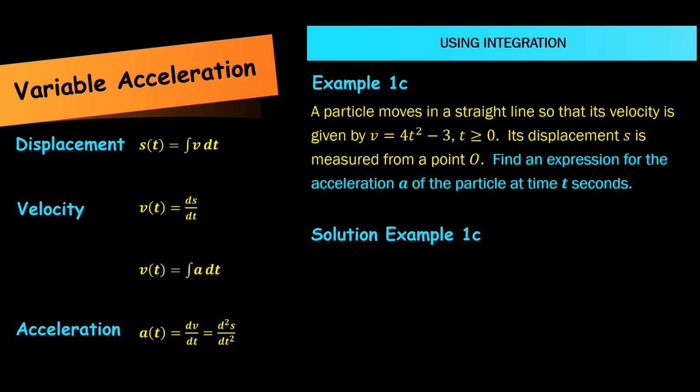And now for part C. We are required to find an expression for the acceleration a of the particle at time t seconds. So let's solve this. Now a of t equals dv dt. Therefore, since v equals 4t squared minus 3, if we differentiate v, we obtain a equals 8t.